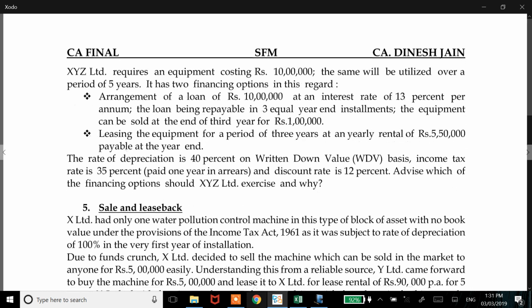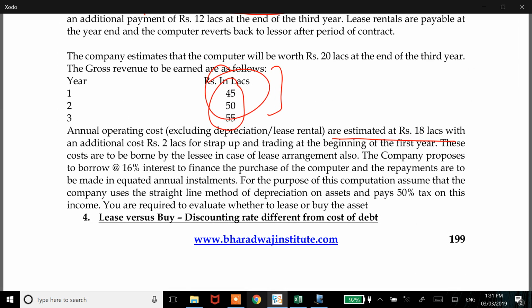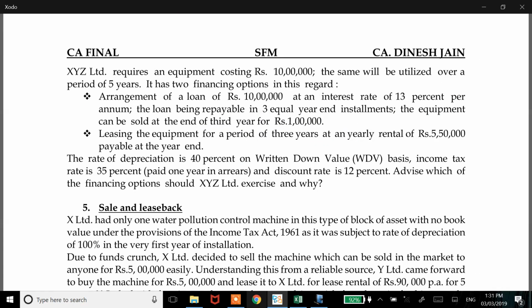Okay, let's continue with leasing. In the first session, we have seen discount rate being same as cost of debt. Now, predominantly the problem will revolve around discount rate being different from cost of debt. When they are different, obviously you'll have to do a detailed computation to get to the answer. Let's move to question 4.